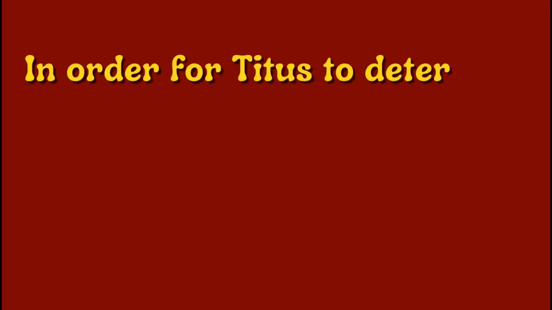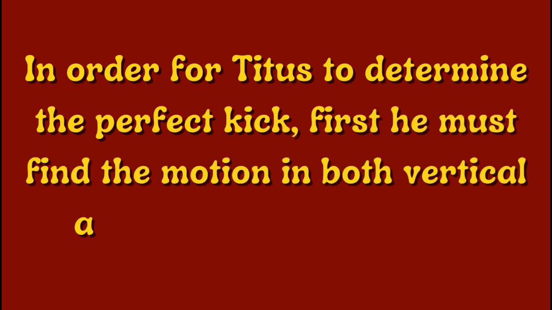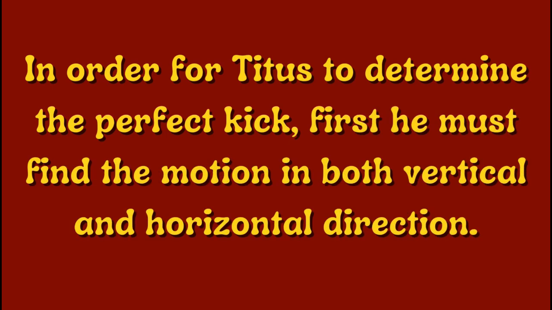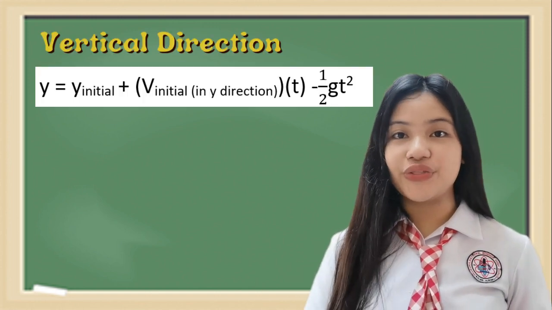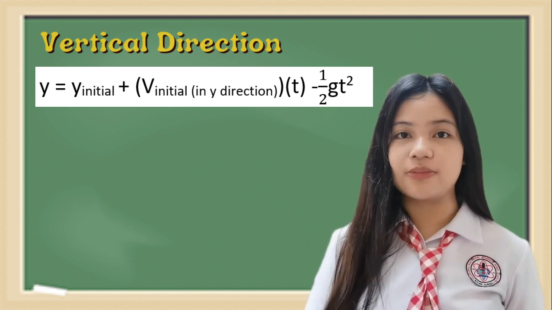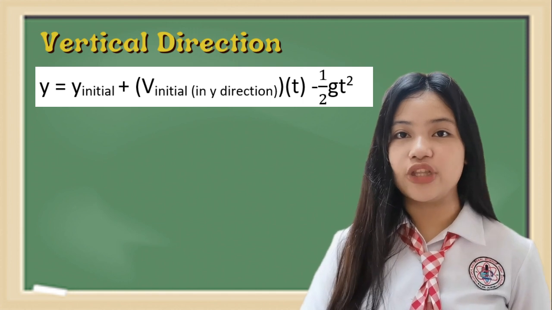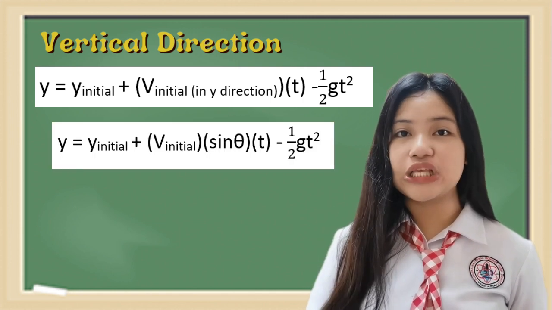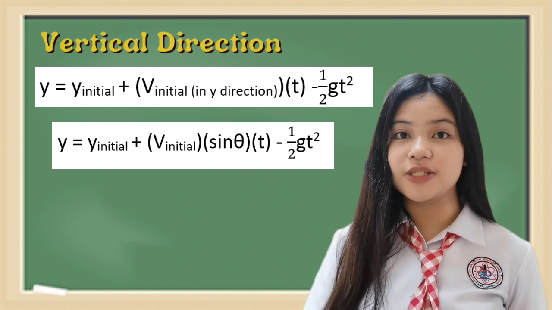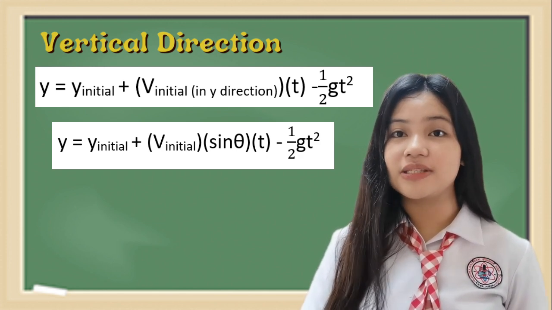In order for Titus to determine the perfect kick, first, he must find the motion in both vertical and horizontal direction. In kinematics equation, we know that in vertical direction, y is equal to y initial plus v initial in y direction times time minus 1/2 gravitational acceleration times time squared, which is also equal to y initial plus v initial times sine theta times time minus 1/2 gravitational acceleration times time squared.